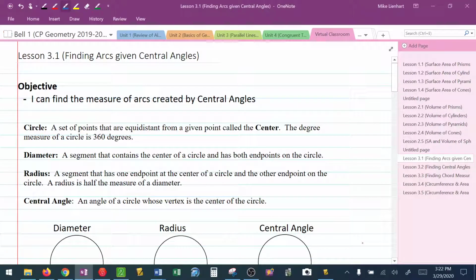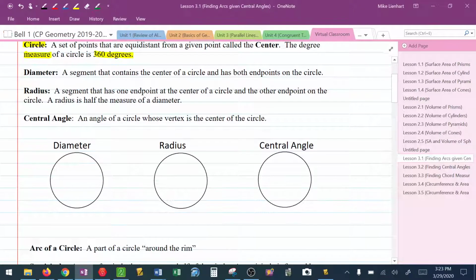Okay, this video is about finding arcs given central angles, but in order to do this, we first need to make sure that we understand some different things about circles. First thing that we got to understand is, what is a circle? Well, by definition, a circle is a set of points that are equidistant from a given point that is called the center. Also, all circles have a measure of 360 degrees. That fact is going to become very important for some of the things we're going to be doing in this video and in future videos.